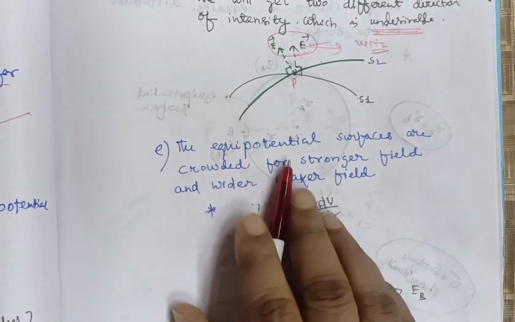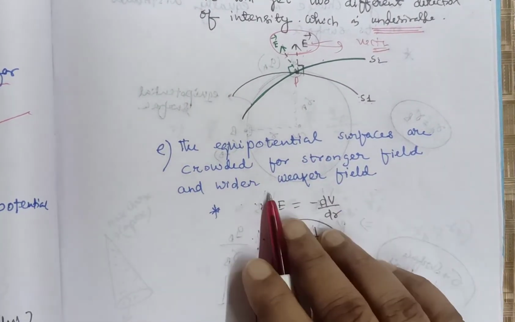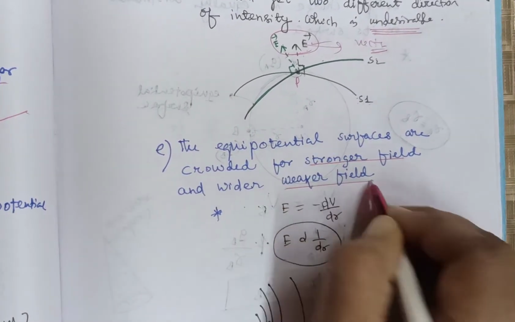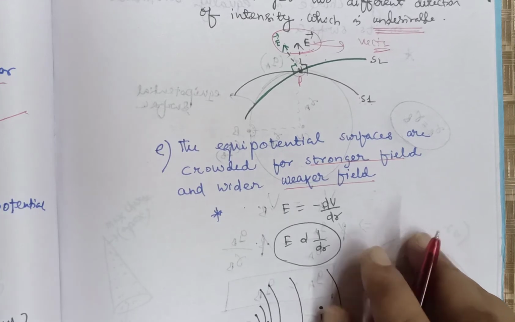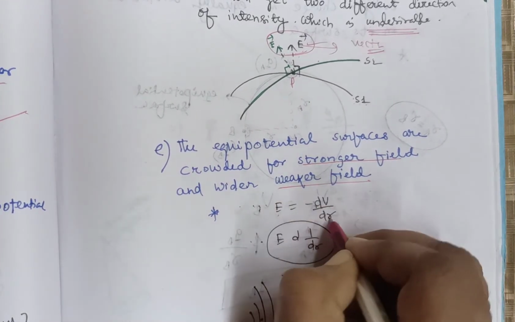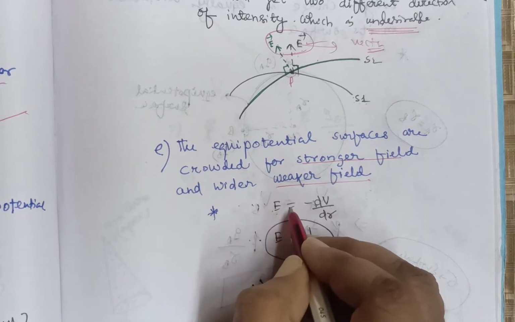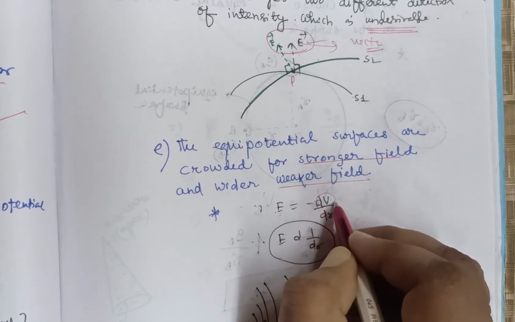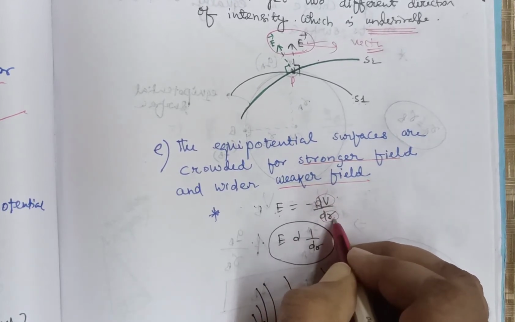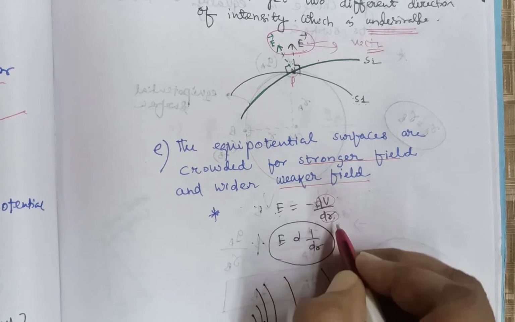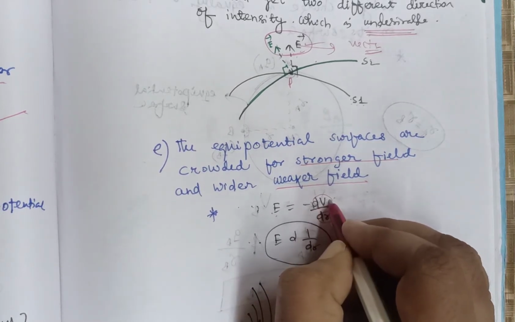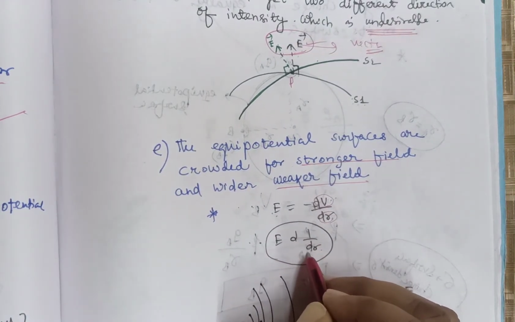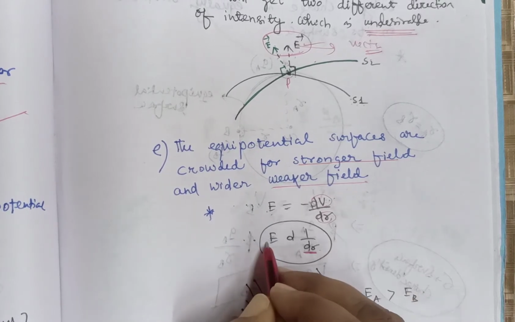Then next point. The equipotential surfaces are crowded for stronger field and wider apart for weaker field. Stronger field means magnitude is more. Weaker field means magnitude is less. Why this? Now you know the formula E is equal to minus dV by dr. Electric field intensity is equal to negative of the electric potential gradient. dV is the change in electric potential and dr is the distance along the direction of intensity. If the potential difference remains constant between two surfaces, then E must be proportional to 1 by dr. That means if the two surfaces are close to each other, then intensity will be more.